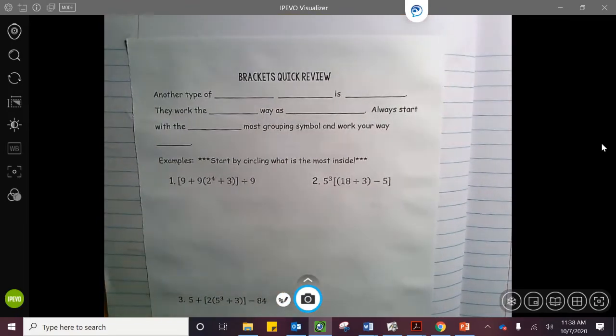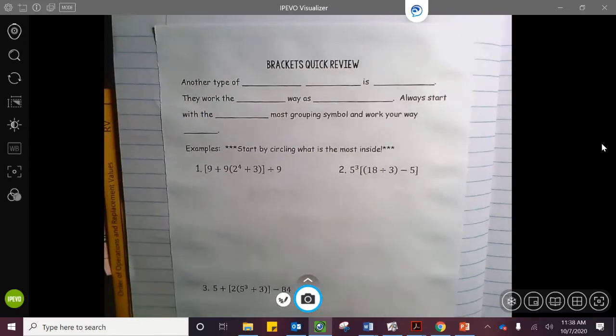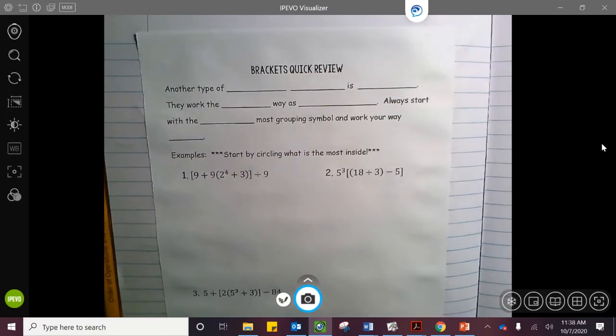So like we were saying, there's different ways of showing grouping. One of those is brackets, and those are used if you have multiple, basically, parentheses inside other parentheses. So we're just going to go through some example problems. I'm going to start by filling in some of these blanks, like the vocabulary up at the top here.